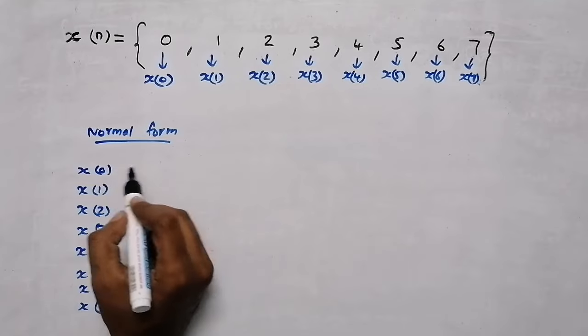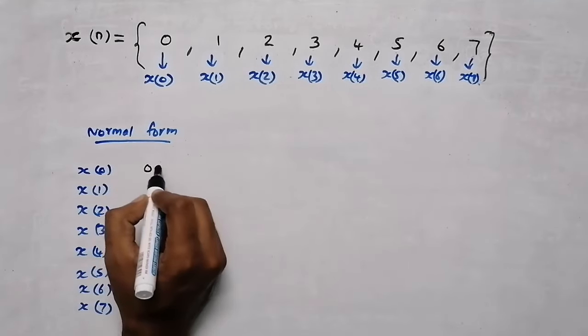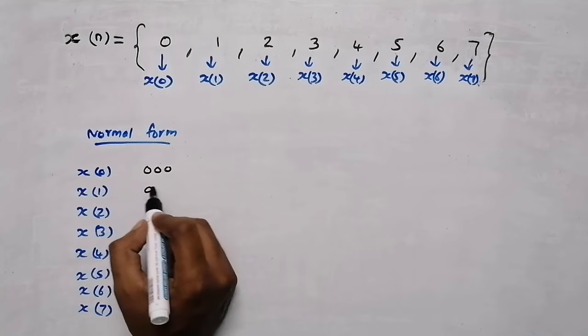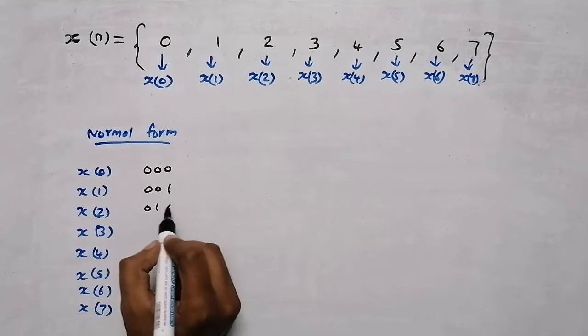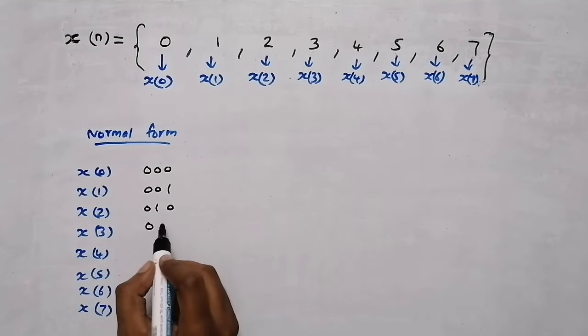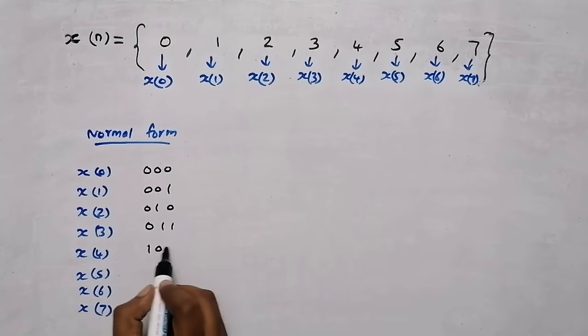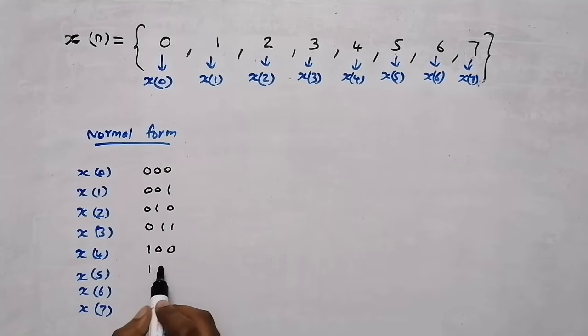Now converting it into binary form, x of 0 will be 000. Then 1 will be 001. 2 will be 010. 3 will be 011. 4 will be 100. 5 will be 101. 6 will be 110. 7 will be all 1s.